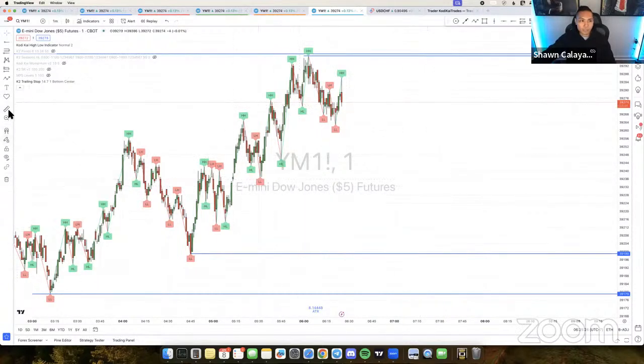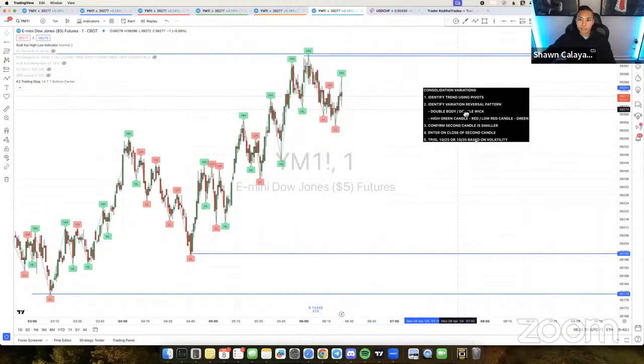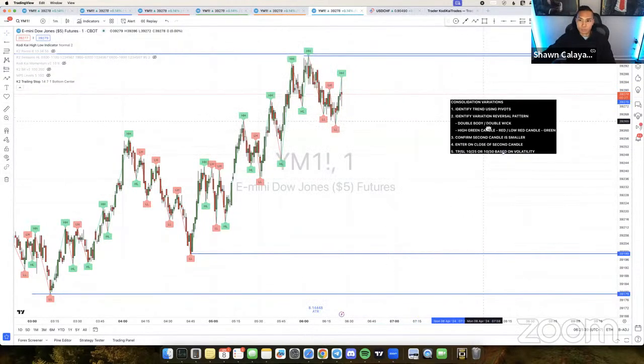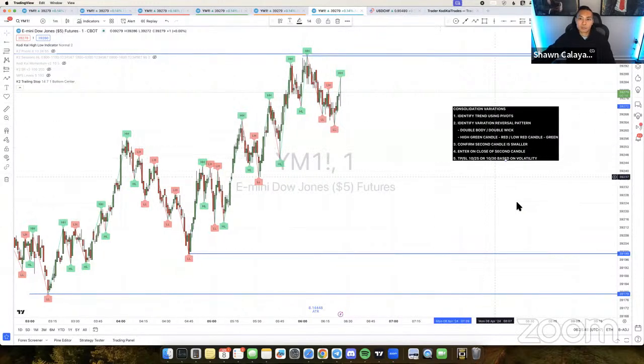It's not really a new strategy. It's just a small tweak to the variation strategy. But I just called it something else so it's easier to follow. It's going to be called the consolidation variations. So this strategy is actually really good during consolidating markets. So this is going to be beneficial for us moving forward towards the summer markets because the market's going to be consolidating a lot more, just like it's been doing the past 3 weeks.